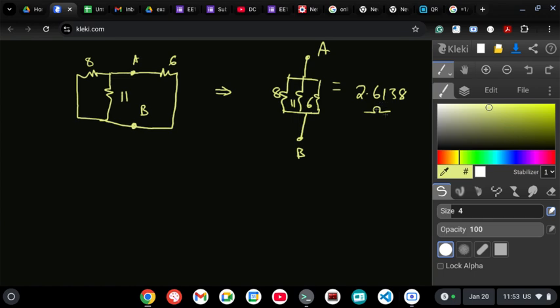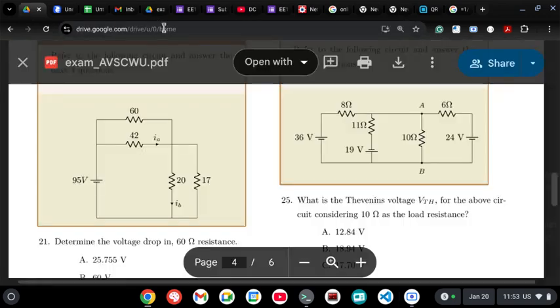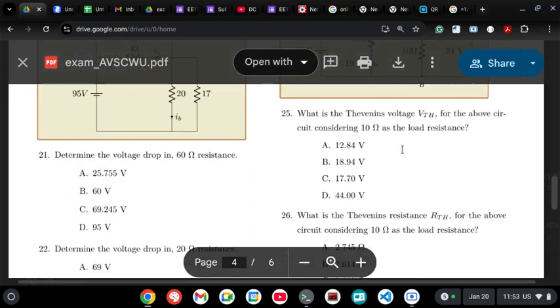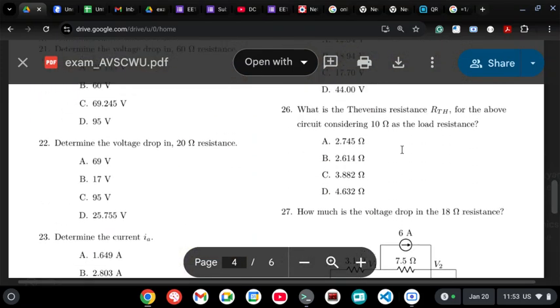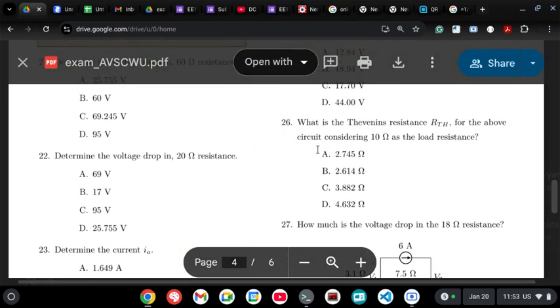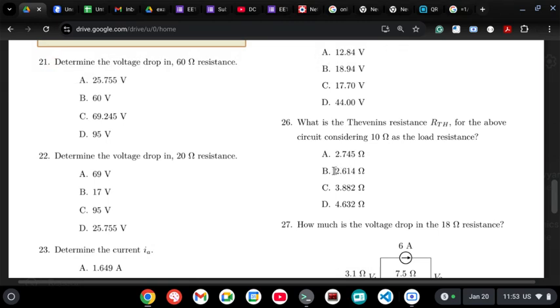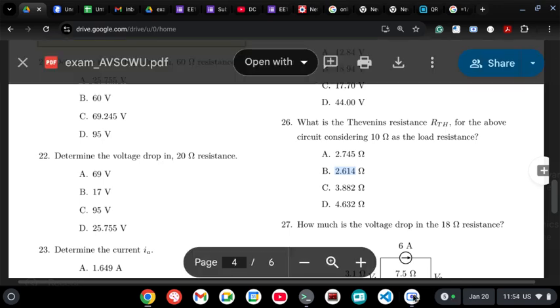Let's match it. 2.6138, which is 2.614, so it matches with B. Anyway, I will stop here. It is almost 11:53, so I don't want to spend more. So now you got the idea.